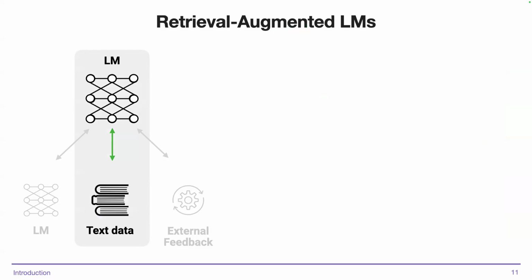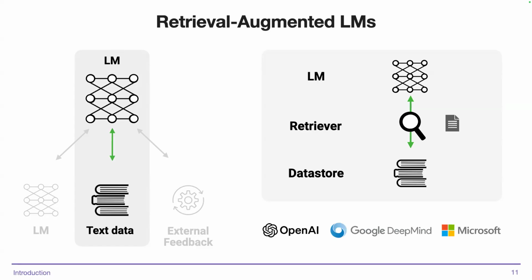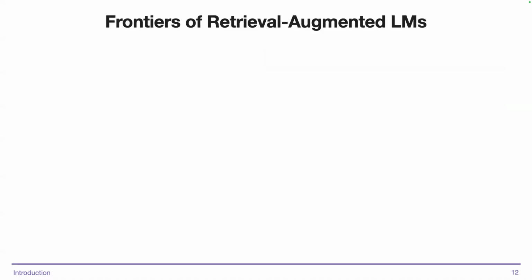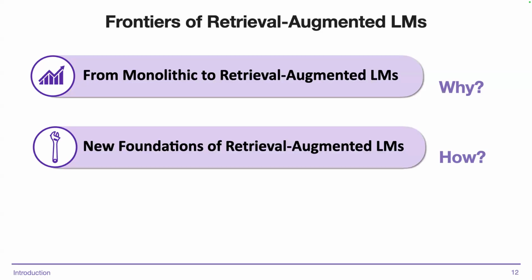Those models augment language models with large-scale text data, which we call a data store. I will define it more precisely in part 1, but the core idea is to use a retrieval system to identify a small set of documents from this data store to improve language models' predictions. This area has now become a key and rapidly growing field in both academia and industry, with major players like OpenAI, Google, and Microsoft all actively involved. Today, I'll present my work, which has transformed the field of retrieval-augmented language models by addressing 3 fundamental questions. Why do we need to augment language models instead of merely scaling monolithic ones? How do we develop the foundations?